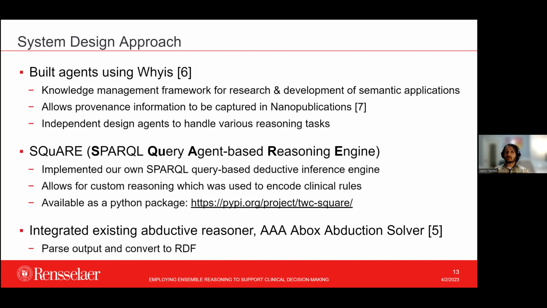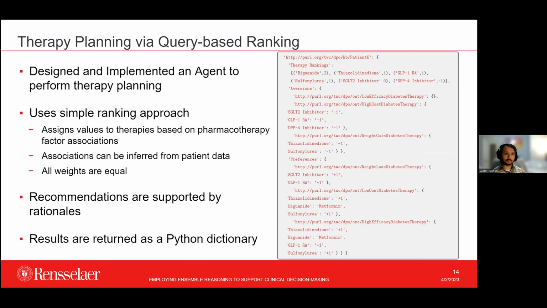So we built this into WISE, which is a knowledge management framework. And we did some reasoning within WISE using Square, which is not really published. Well, I guess it's published as a pip package, but it's an in-the-works reasoning agent we built, which is SPARQL query based reasoning, which we use because it allowed us to easily create custom clinical rules, custom reasoning rules. So we integrated all this into the WISE knowledge management framework. And then we use it to do therapy planning.